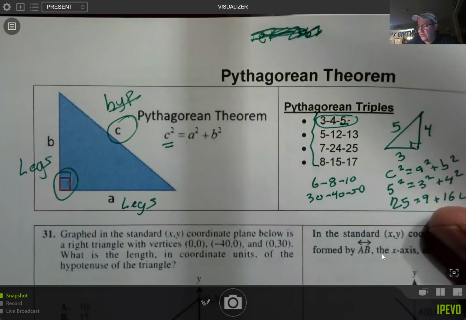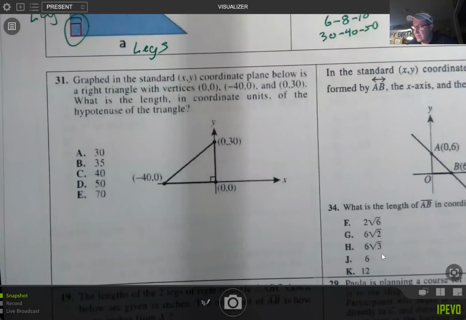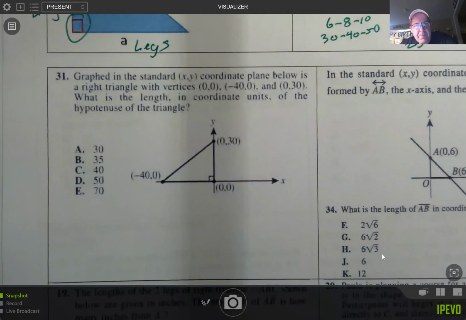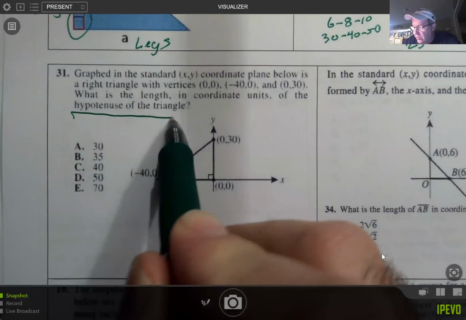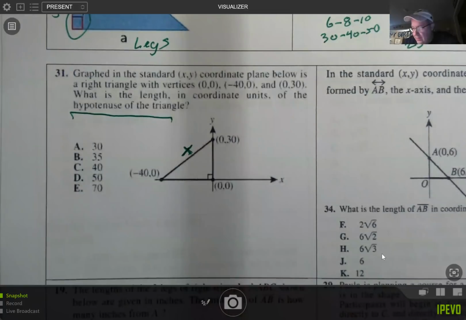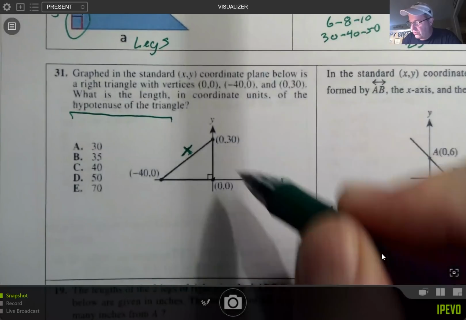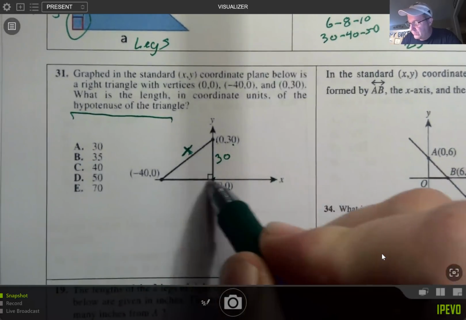So here is our first one. I'll let you read it. It's graphed. They want to know how long is the hypotenuse, right? Now we have to remember the hypotenuse is this side, right? Now, how long are the other two sides? Well, how far is it from here to here? Well, we start at 0, we get to 30, so this must be a distance of 30, and this must be a distance of 40.